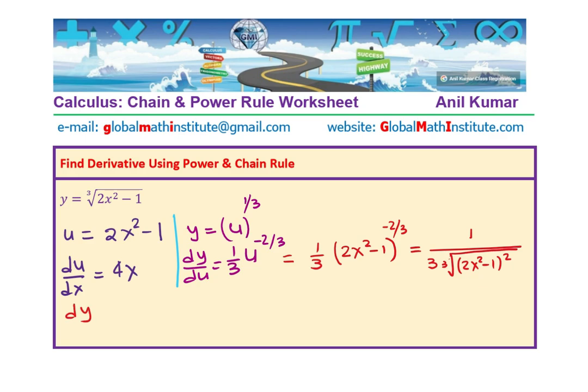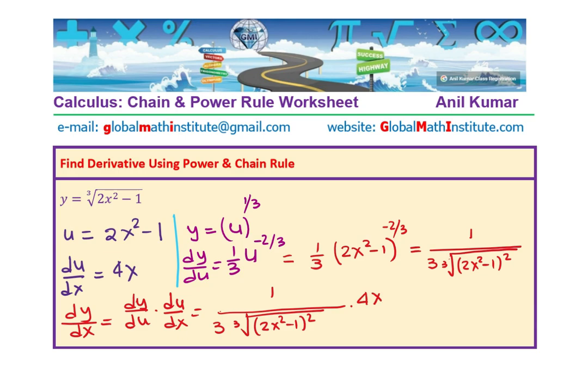And now finally, we could write dy dx as the product of these two. So that is dy du times du dx. Is that clear to you? So dy du is all this, 1 over 3 cube root of 2x squared minus 1 whole square. Is that clear to you? Times 4x. So now finally, we could write this as 4x over, which is the same thing, 3 cube root of 2x squared minus 1 whole square. Is that clear to you? So that is how you'll find the derivative of this function using chain rule, right?